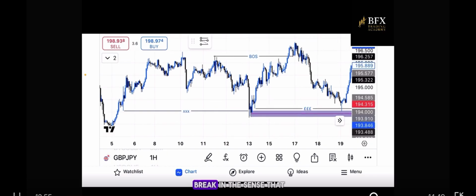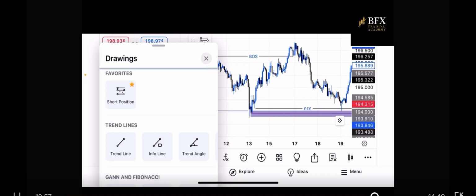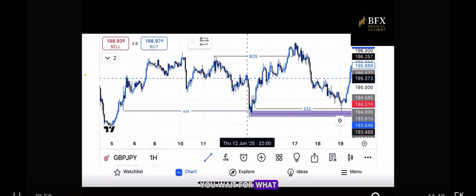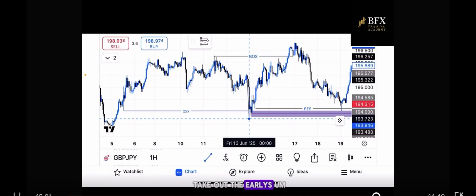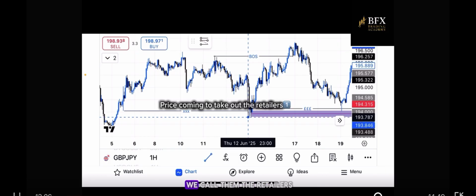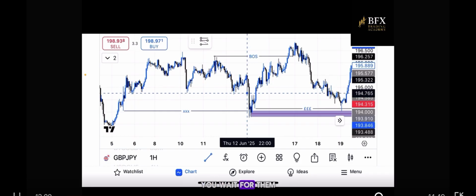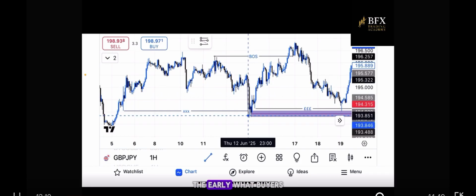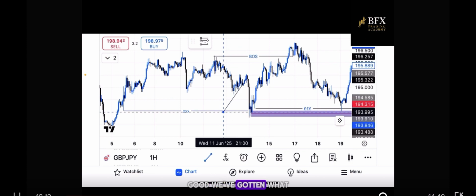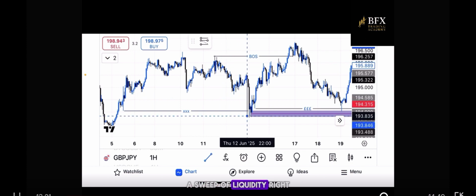Now, structure break in the sense that you wait for price to come take out the early buyers here. That's what we call them, the retailers. You wait for them to come and take out the early buyers here. Okay, that's number one checked, right? Good. We've gotten a sweep of liquidity. Automatically, it's called a sweep of liquidity.